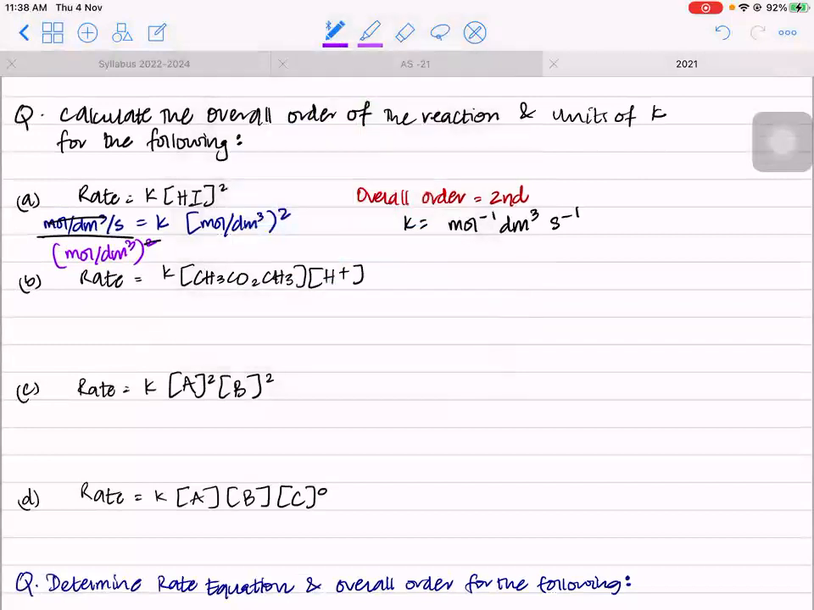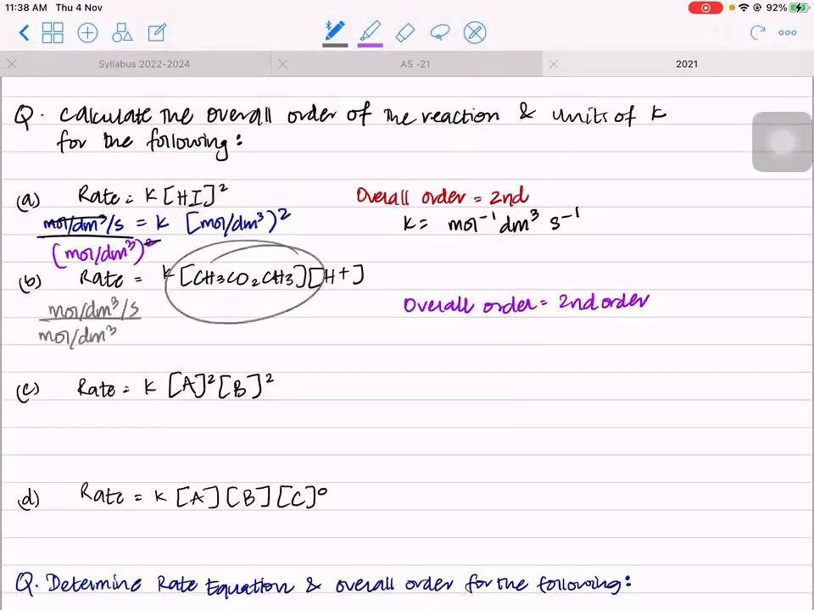Let's see B. What will be the overall order? The overall order here would also be second order, because this is raised to the power 1 and this is raised to the power 1. The individual orders are 1 for each reactant. You add the 2 and you get second order. Let's see the units. The units would be mole per dm cube per second divided by mole per dm cube for this and mole per dm cube for this. So that's again mole per dm cube squared. Now you have 2 in the denominator, 1 in the numerator, so you cancel this out and your units of K again become mole minus 1 dm cube per second. Clear?